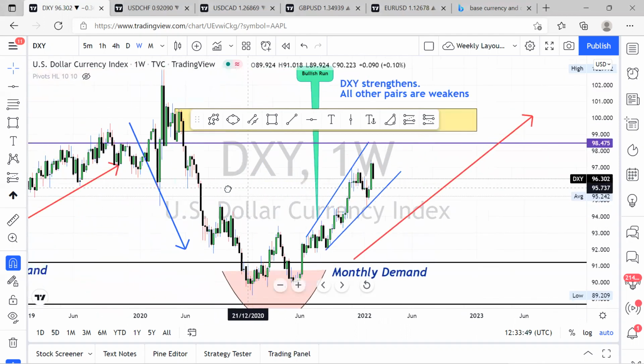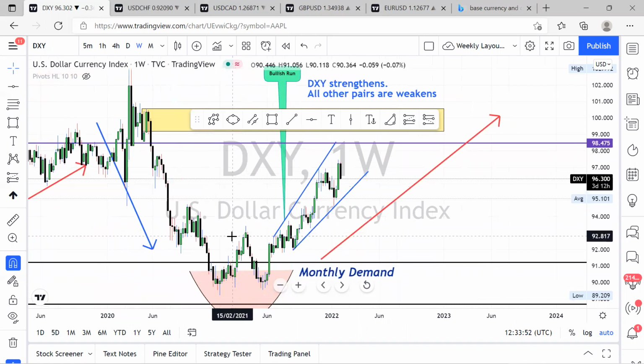Right. So as you can see here, the dollar index is known as the DXY. Quite a while ago, it was in bearish momentum, hit a particular zone, and now it's going into a bullish rally. So what this is showing you is as the dollar index strengthens, all other pairs will start to weaken. So the dollar itself is performing quite well. Over the last couple of days, the dollar index just went a bit down, but the overall trend is bullish.